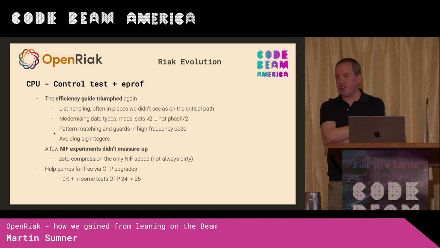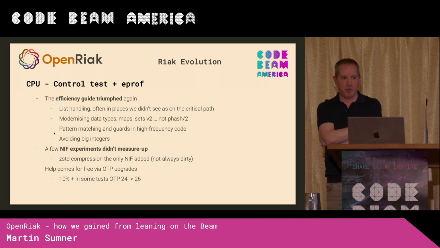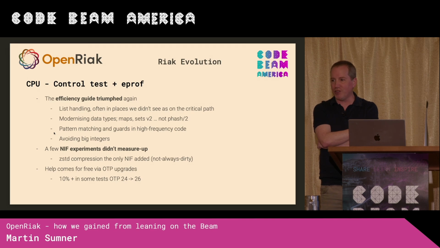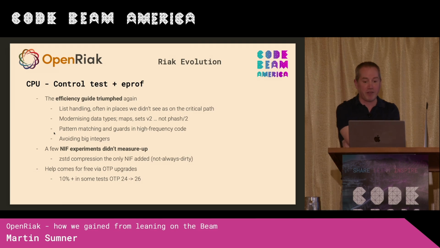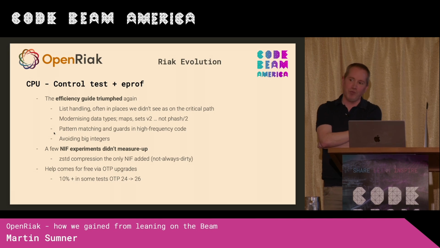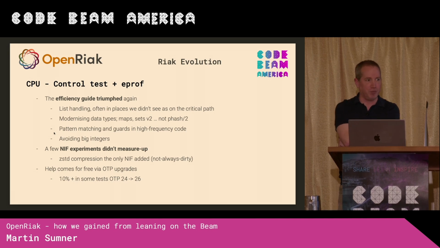We tried a few experiments with NIFs, because we always assume NIFs are going to make things faster. But once we profiled and had a reliable measuring comparison, none of our NIF experiments really measured up. So in all of that, we only ever added one NIF, which was a wrapper around ZSTD compression, which we found more efficient than the native compression available within the BEAM.